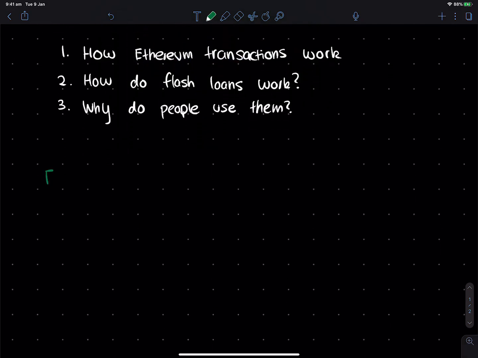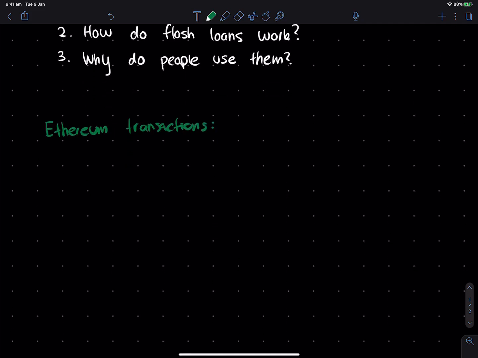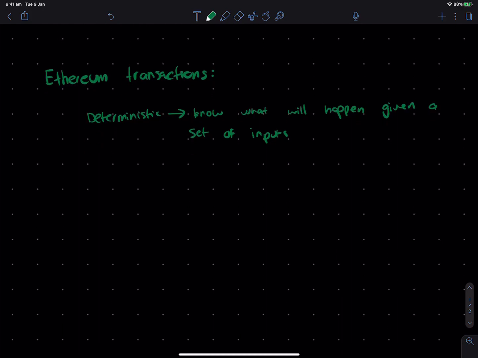But before we go into that, we need to understand how Ethereum transactions actually work. Ethereum transactions are known to be deterministic. In case you don't know what that means, it essentially means that you know what will happen given a set of inputs. To make that even more explicit, Ethereum is known as a state machine, right? State meaning all the things which are ever in existence, it knows the state of that. And when you make a transaction on Ethereum, it's kind of like state machine plus transaction 1 gives you state machine 1, all right?